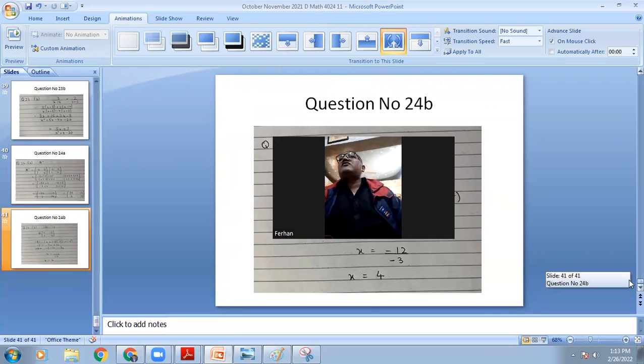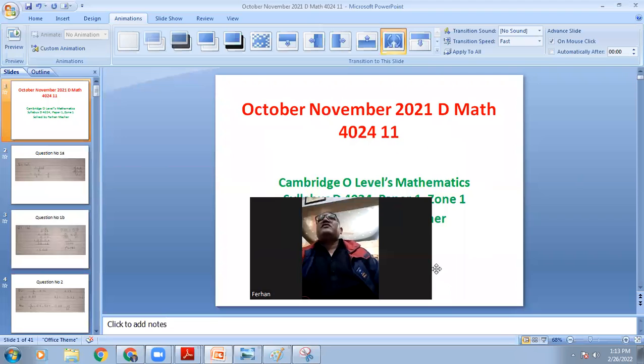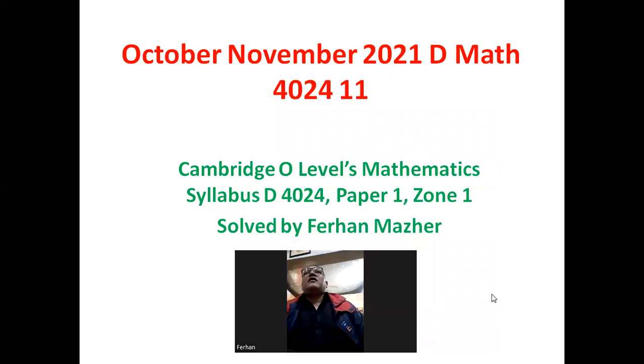So my dear students, today we have done the October November 2021 paper 1. This is paper 1 of the mathematics, and this paper belongs to zone 1, or you can say variant 1. The time allowed for this paper was 2 hours, and a scientific or any kind of calculator was not allowed in this paper. So we have reached the end of this paper.